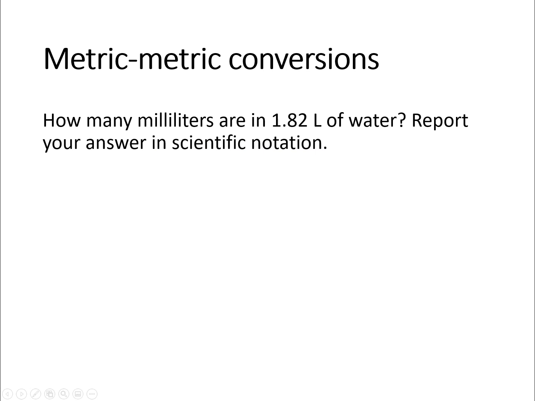Then here's one for you to try. How many milliliters are in 1.82 liters of water? Report your answer in scientific notation. Remember to start by writing out what the question is. Then write a unit equation that relates the two units in the problem, your unit factors, and then make your decision about which one of those unit factors is going to get you from where you are to where you want to be.